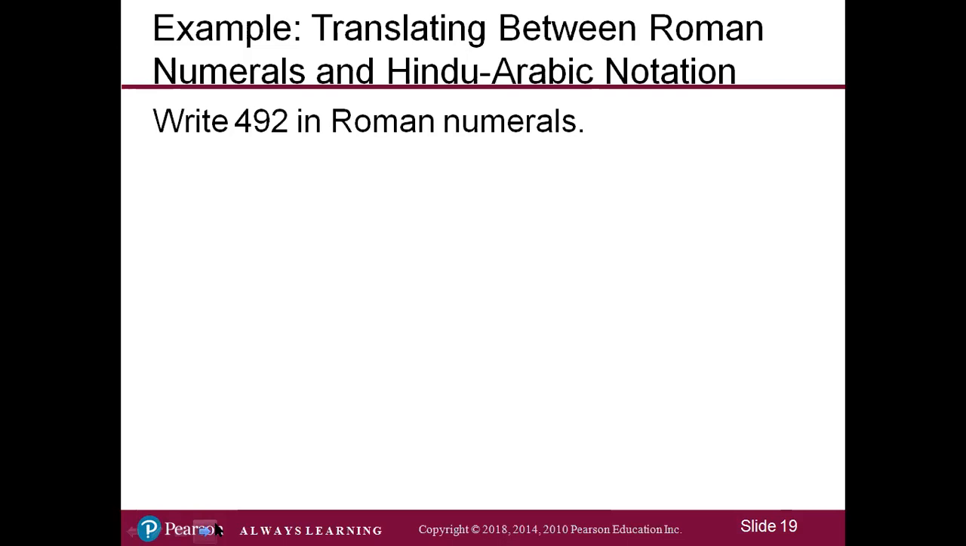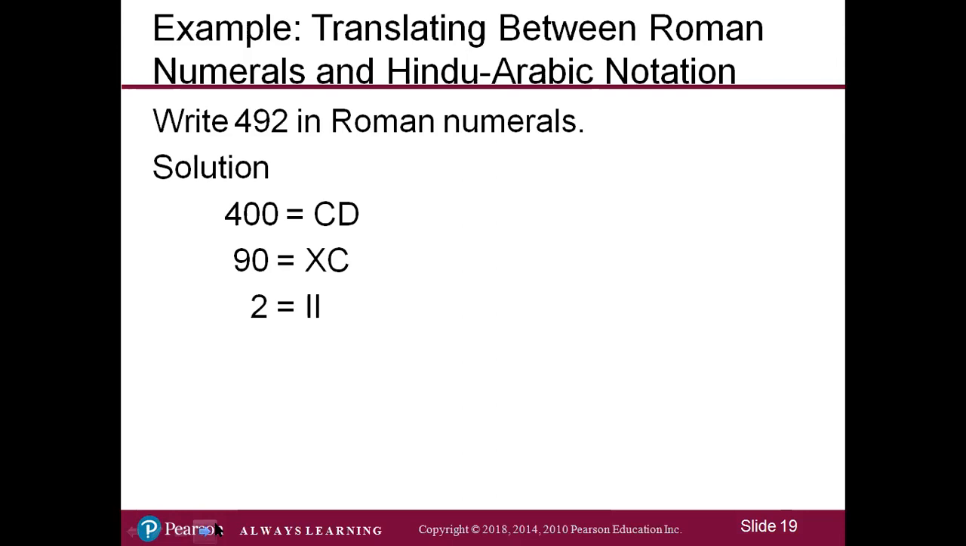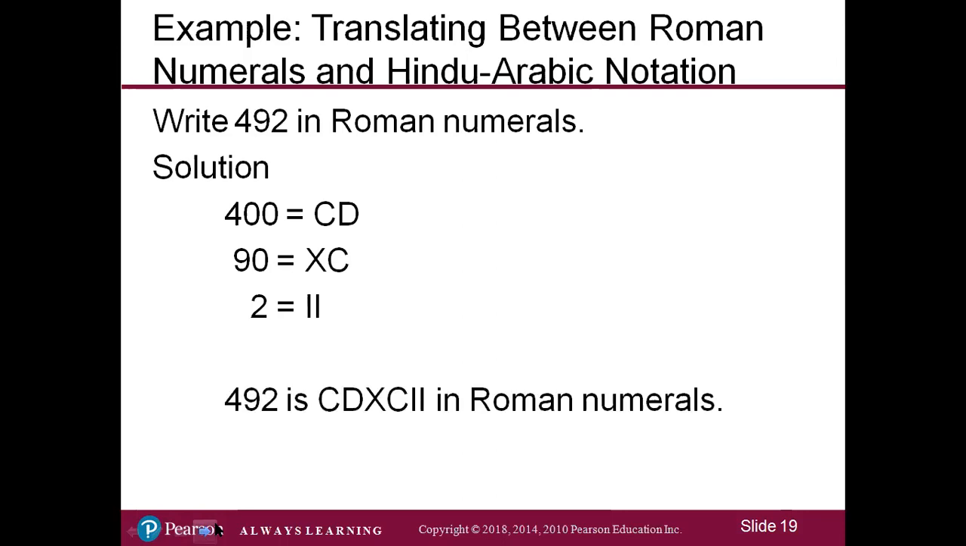Write 492 in Roman numerals. Solution. 400 could be written as CD. Take 100 away from 500. 90 could be written as XC. Take 10 away from 100. And 2 could be written as 2 individual I's. Putting this together, 492 is CDXCII in Roman numerals.